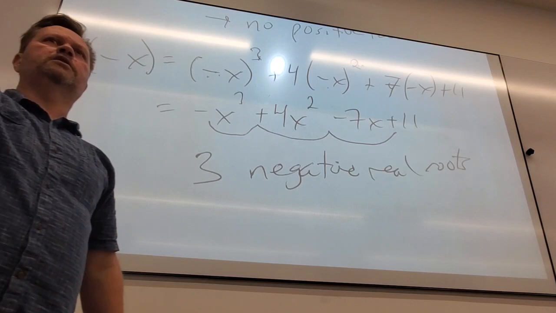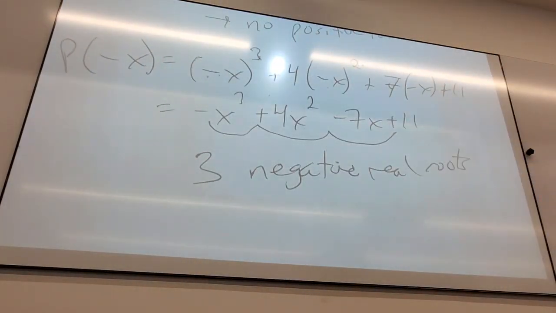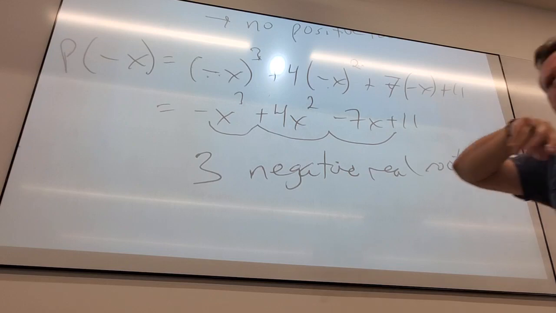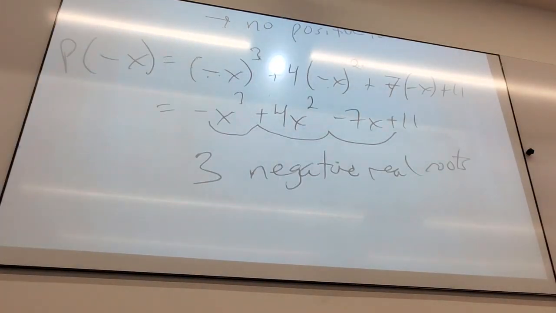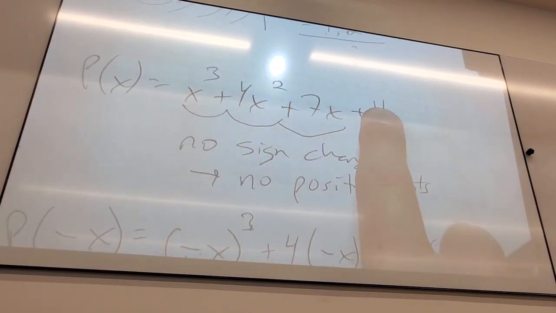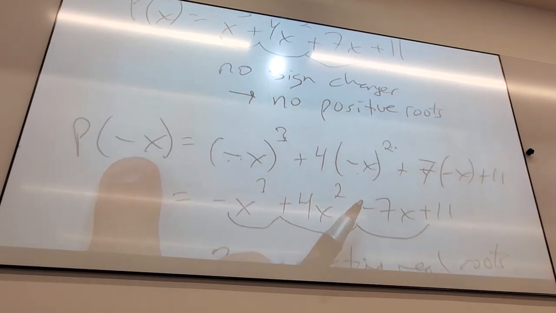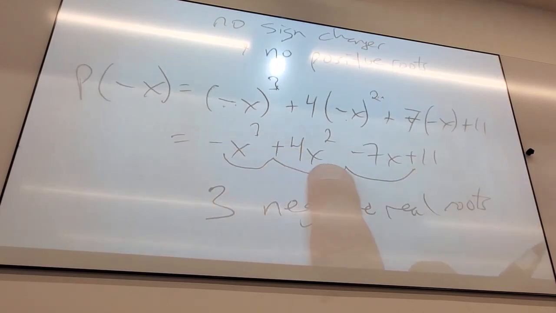So that's the big thing that Descartes figured out. The number of sign changes that I see is equal to the number of either positive or negative roots. So how many positive roots could this have? None. Because there were no sign changes. How do I investigate negative roots? I put a negative x in. It could have 3. 1, 2, 3.